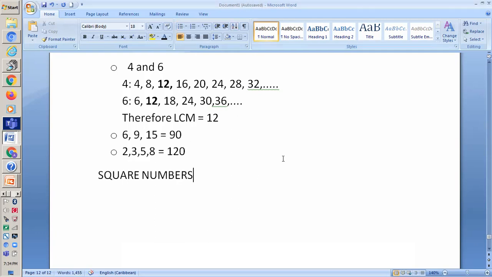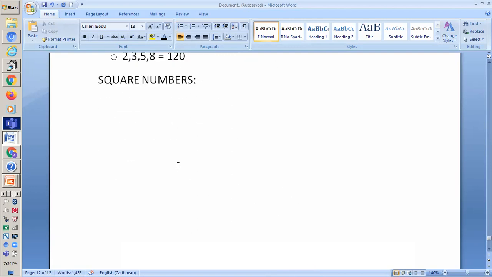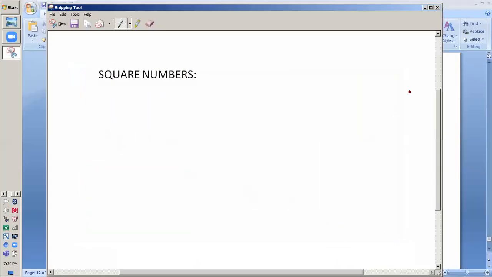All right. Square numbers. What are square numbers? Now, this might sound a little strange to you, but square numbers are actual numbers that can literally form a square, because we know that a square is a four-sided figure, right? So for example, look at 4. Is 4 a square number? Let's test it. Can I form a square with 4 dots?